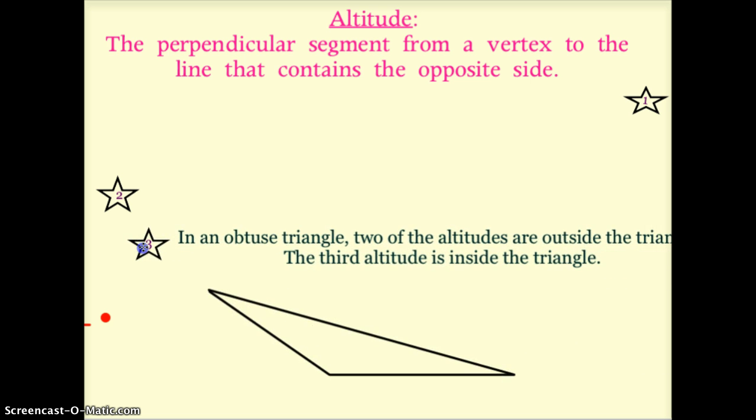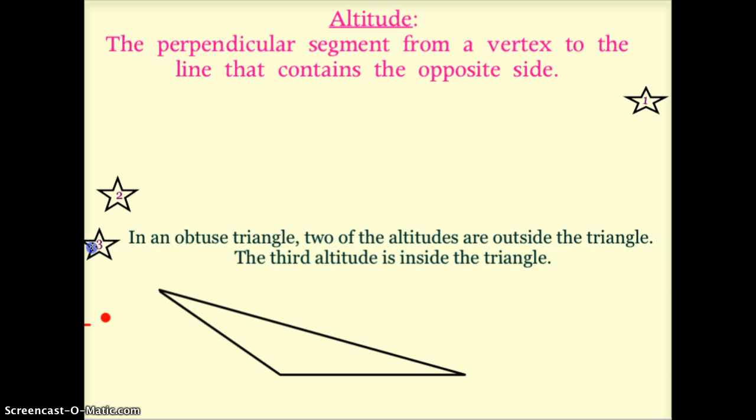In an obtuse triangle, two of the altitudes are outside the triangle, and the third altitude is inside the triangle. Please pause the video, copy this obtuse triangle, and draw the altitudes from each vertex.